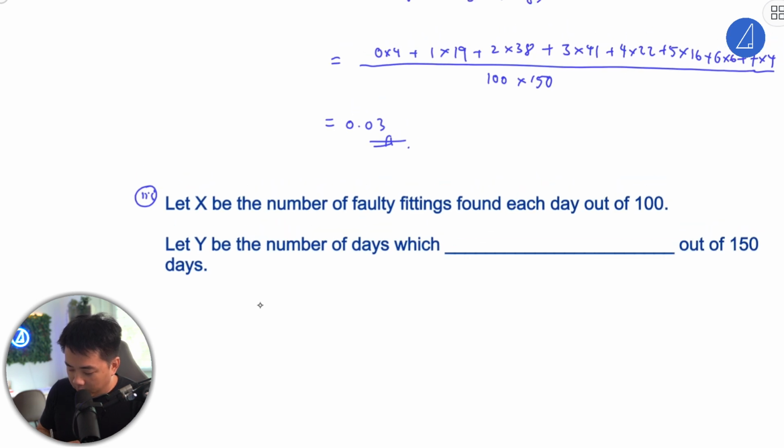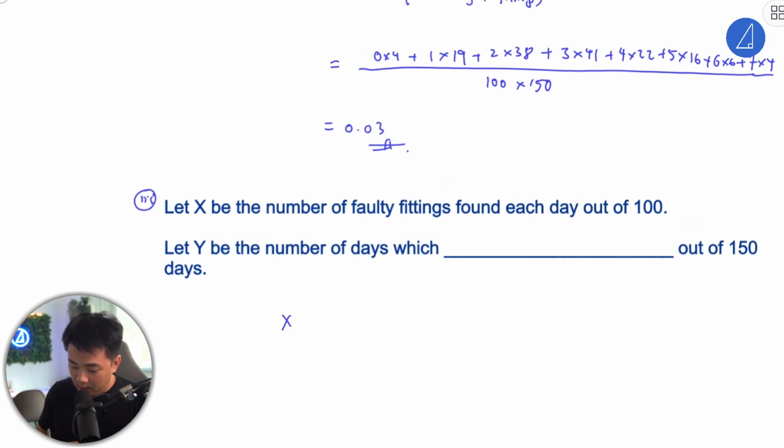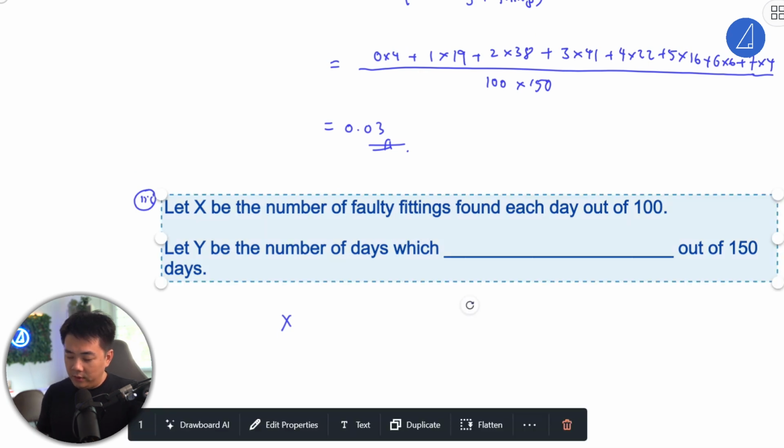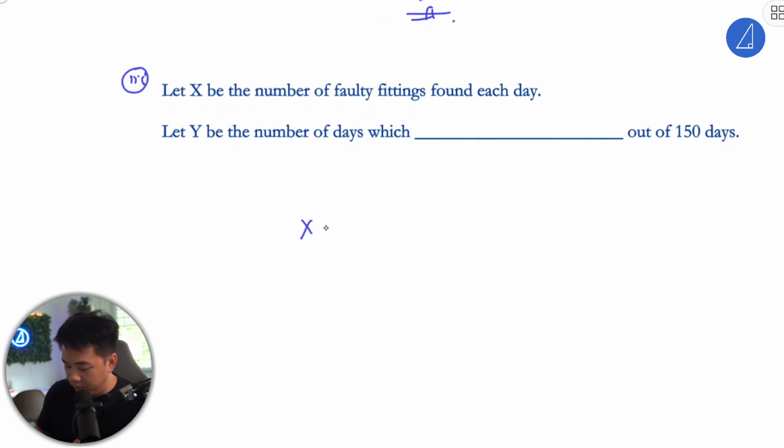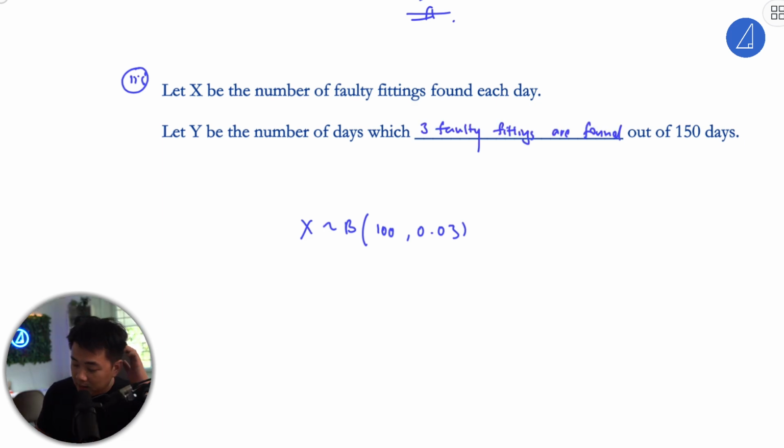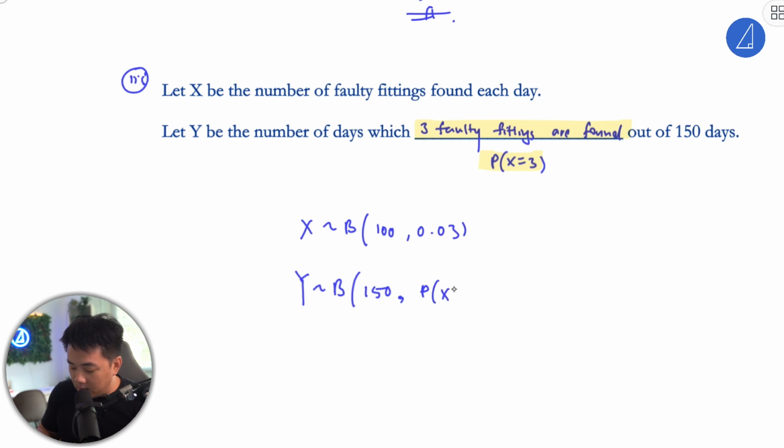You let X be the number of 40 fittings found each day. So X will be the random variable where it's binomial. Every day is 100, right? Then you have 0.03. So let Y be the number of days which satisfy this condition, days which 3 40 fittings are found. What it means is that this is actually P(X = 3). This guy here is whether it's satisfied or not. So Y is binomial, you have 150 days, right? You just want P(X = 3). That's it. So this is how you do this question here.